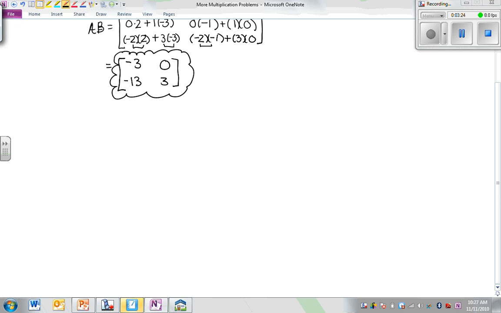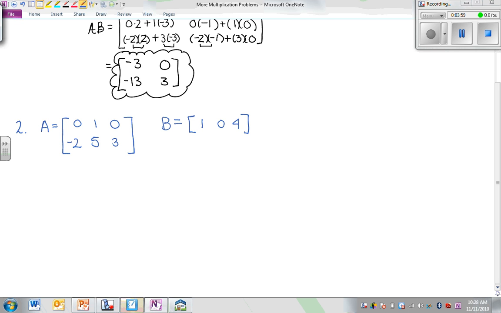What if I give you a matrix like this? Not 2 by 2. Let's take it a step higher. Let's do A is equal to 0, 1, 0, negative 2, 5, 3. And B is going to be equal to, let's do 1, 0, 4, this matrix.